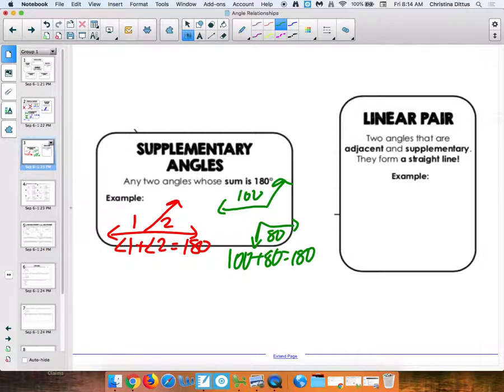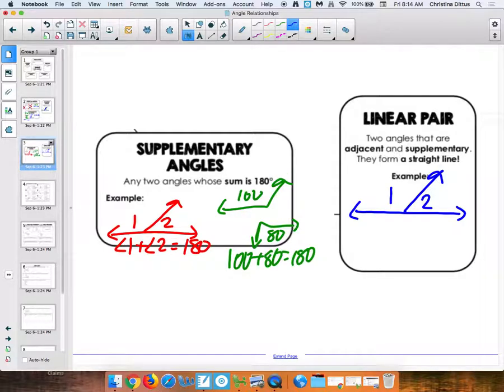Linear pair is the only one that talks about angles that have to be next to each other, they have to be adjacent. So what that means is that they are next to each other and they also make a line. Okay? So they still add up to 180, but in this case, they have to be next to each other.